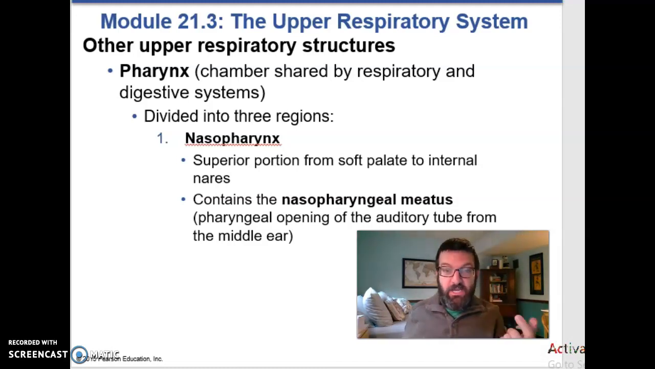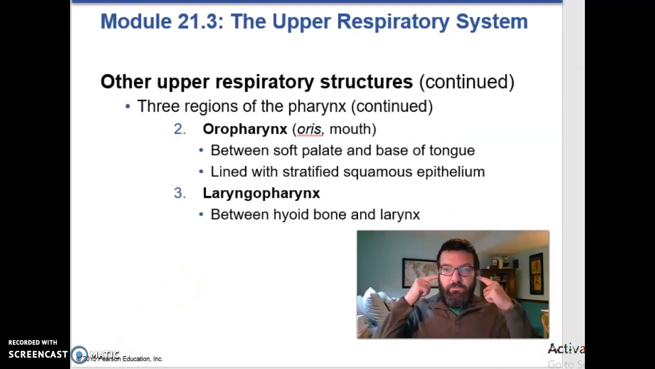The first is the nasopharynx. And as you might expect, the nasopharynx is directly behind your nasal cavity. It's the top part of your throat. This is where you have a meatus that opens up to the auditory tube in your middle ear. So this is why you have ear, nose, and throat doctors. It's all connected.